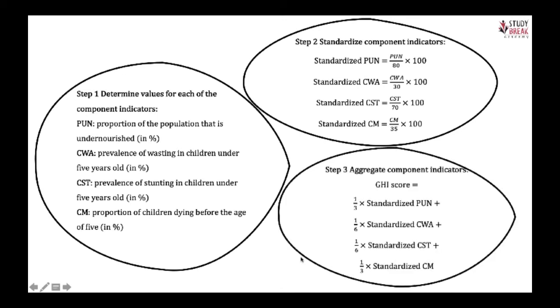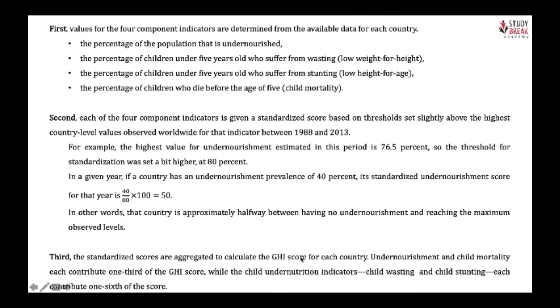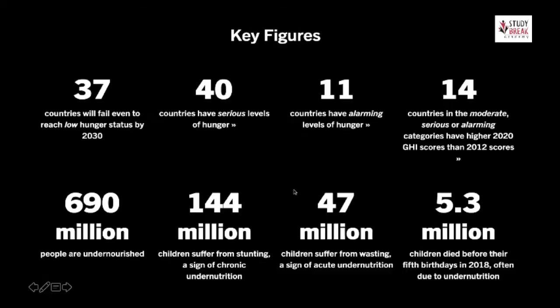So that is how they standardize each value, and then they aggregate the component indicators. So the GHI score is 1/3 into standardized PUN, 1/3 into standardized child mortality, and 1/6 of standardized child wasting and 1/6 of standardized child stunting. So this is how they calculate the GHI. The entire procedure is given in this page. You can see the period is between 1988 and 2013. They have also given an example, the same example which I gave you.